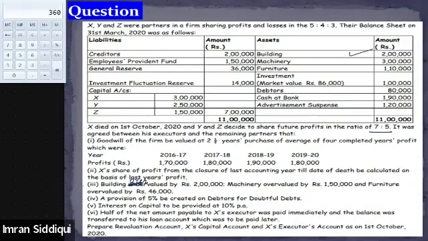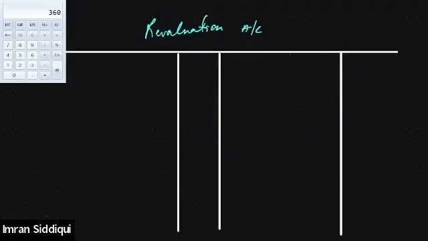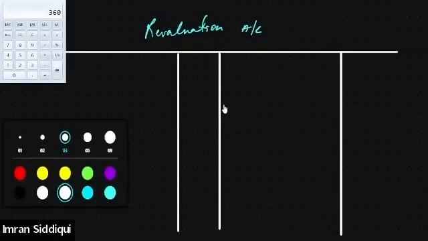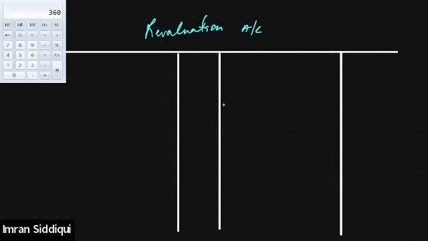All right. So now just tell me on which side of the revaluation account we will be recording this. Tell me. If building is overvalued by 2 lakh, that means we will be recording it on the credit side by building. There is an increase in the value of the building by 2 lakh.